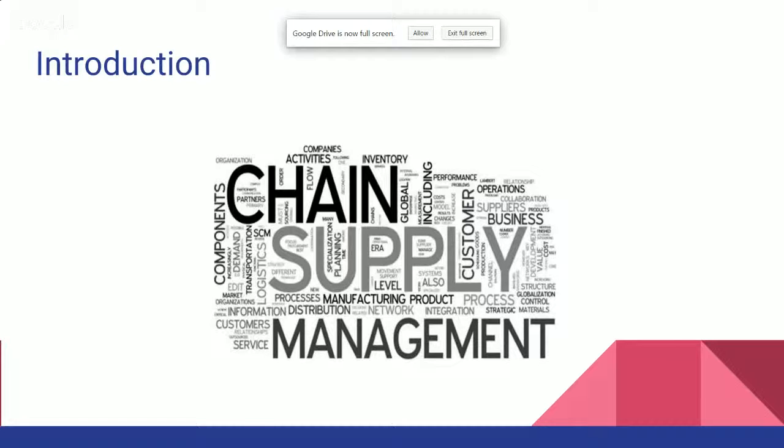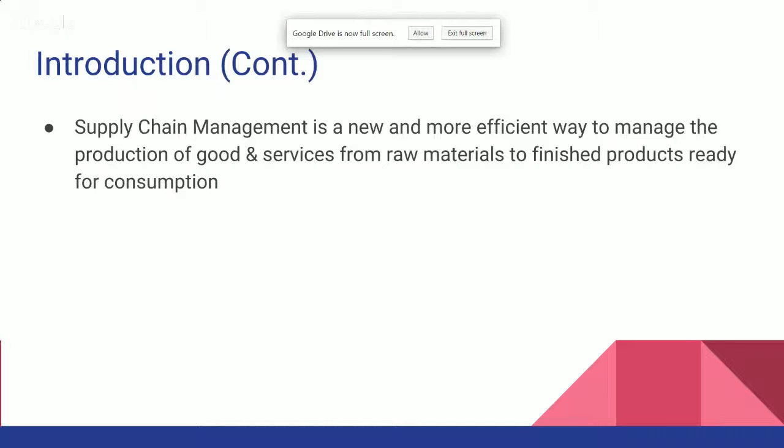So supply chain management is a process in which organizations look at the production from raw materials to processed goods out to the actual consumer for purchase. Further, supply chain management is a new and more efficient way to manage the production of goods and services from raw materials to finished products ready for consumption by consumers.